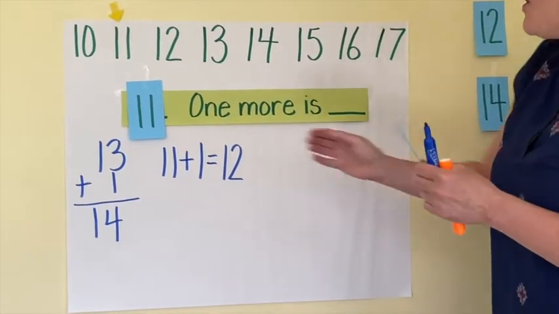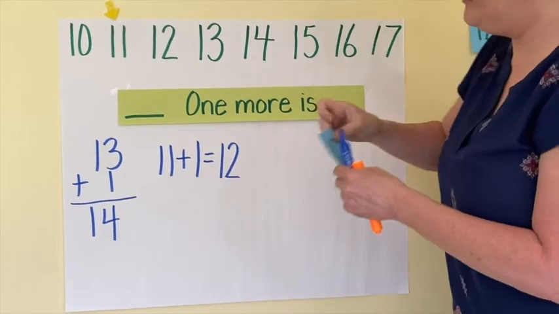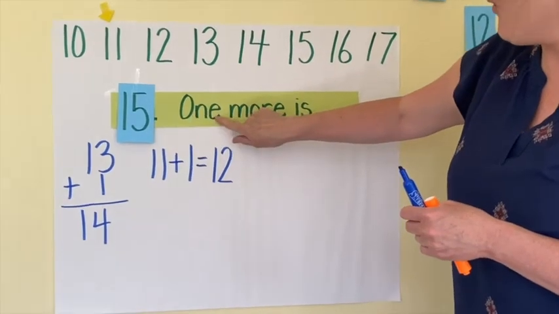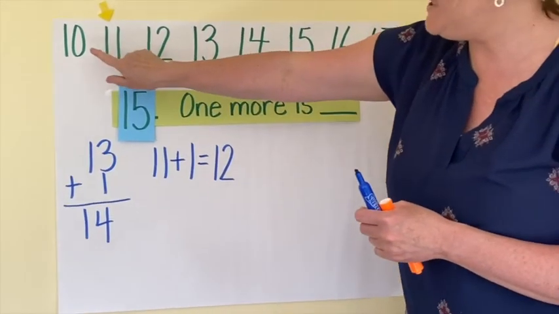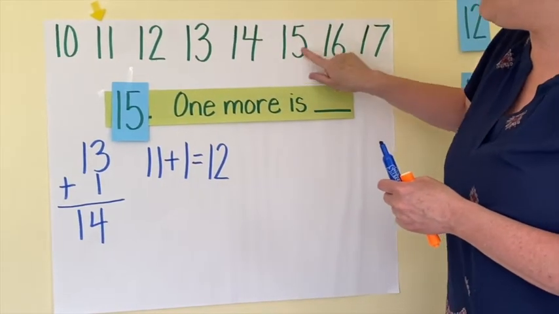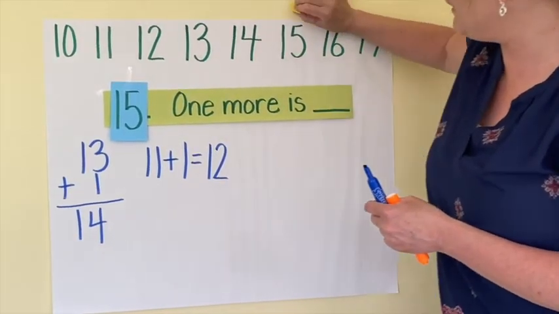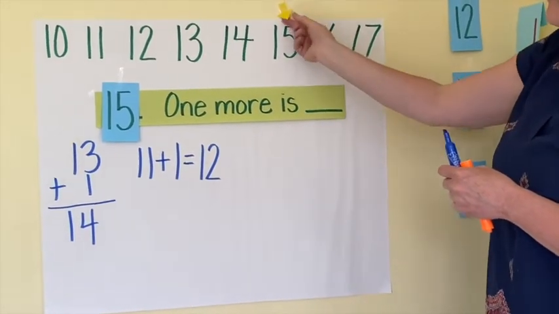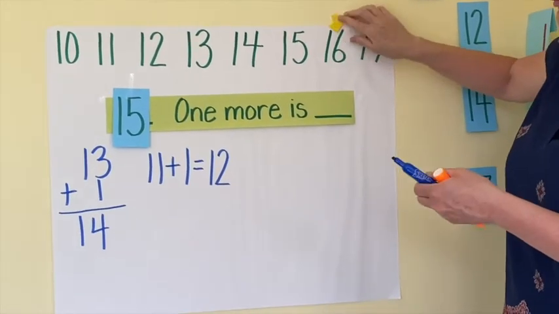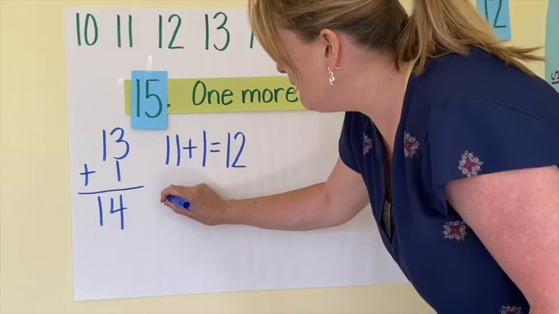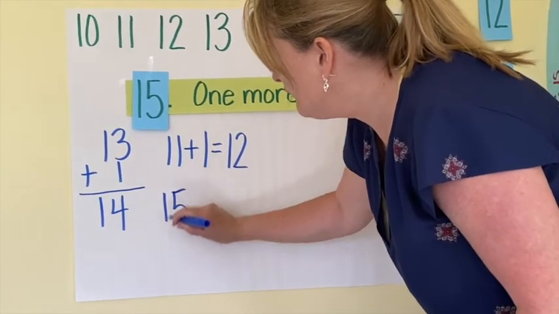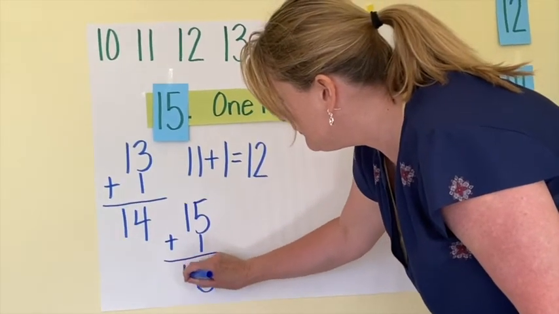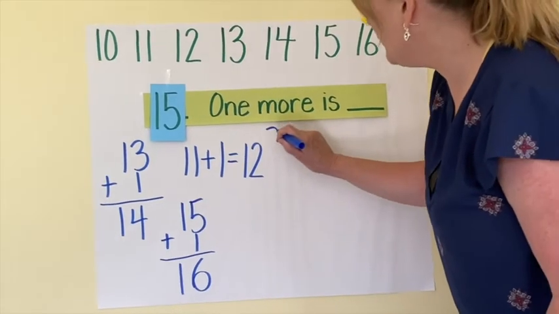All right, let's try one more. Here's that number. What is it? Correct, 15. One more is, so let's find 15 if you have to. 10, 11, 12, 13, 14, 15. Numbers go in order. I'm going to move that arrow down. 15. One more. That means jump ahead 1. The answer will be 16. This one I'm going to write 15 plus 1 equals 16. Good. And then I'm going to put a little squiggle down the middle here.